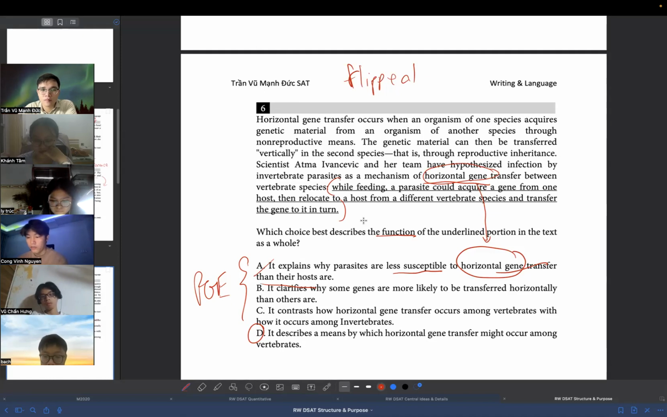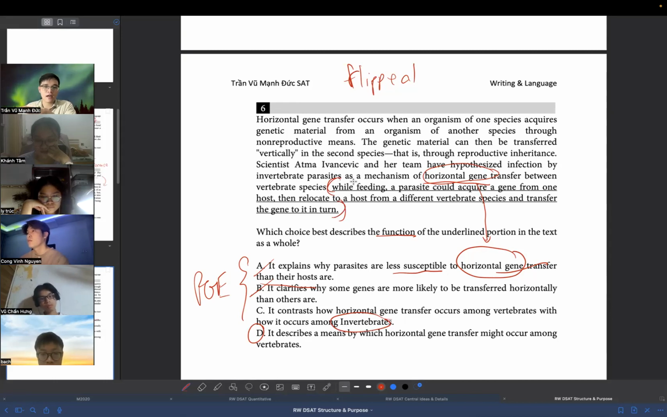B, because the text never discussed why some changes are more likely to be transferred. Yes, it's also unmentioned. Very good. How about C? This is also about a mention. It does not mention how horizontal gene transfer occurs among vertebrates compared with how it occurs among invertebrates. Yeah, so this one is quite focused on this very last sentence only.